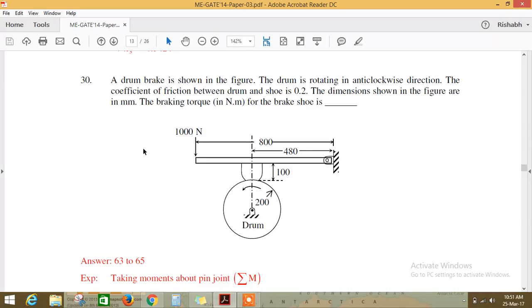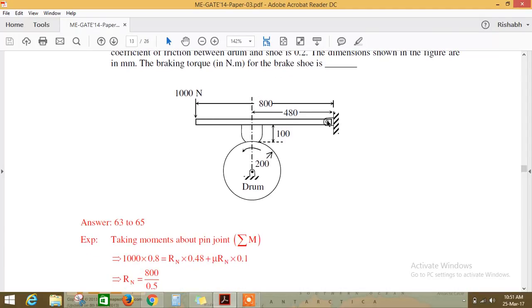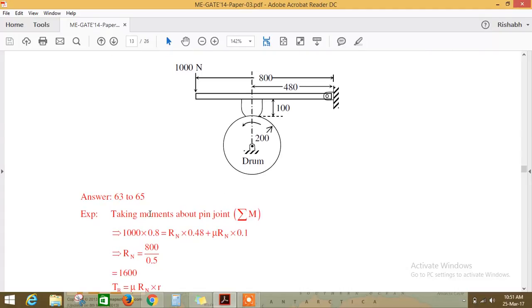Anywhere you can study. A drum brake is shown in the figure. The drum is rotating in anti-clockwise direction. The coefficient of friction is 0.2. You have to find the braking torque in Newton meter. Please be careful with the units. You just have to take the moment at this hinge, the pin joint. So you can easily take the moment 1000 into 0.8.